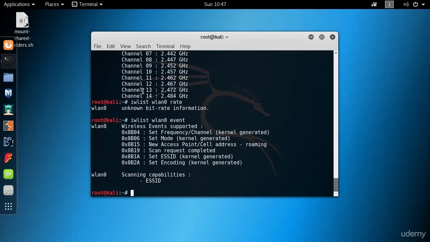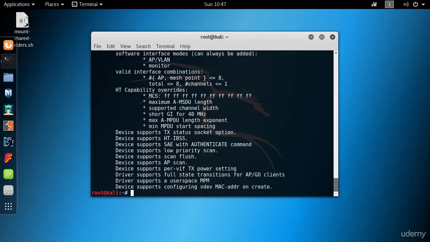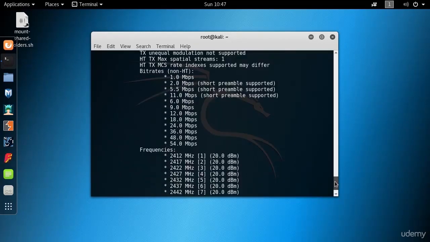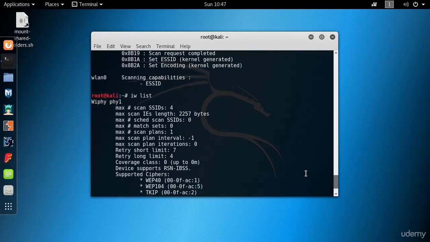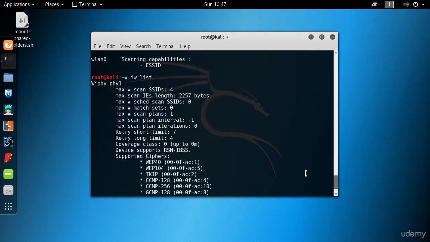information than the iwlist and related commands. So iw has something known as list as well. So rather than iwlist being one command, everything is iw space something. Okay, so iw list gives you much more information about wlan0.